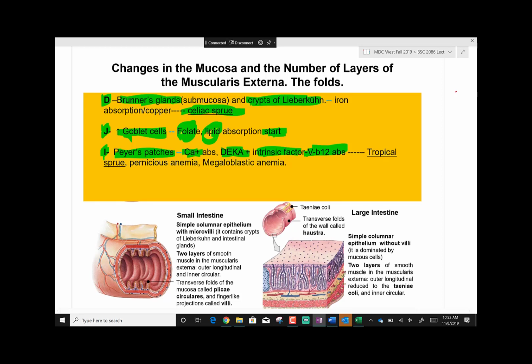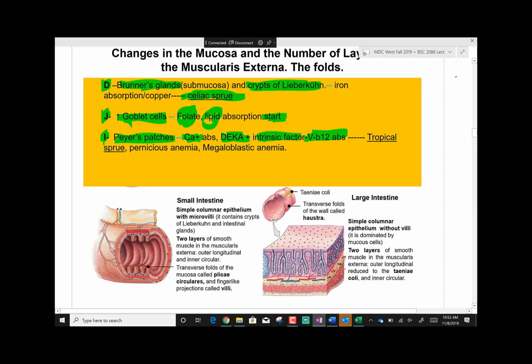So the next one is going to be tropical sprue. Tropical sprue is similar to celiac sprue. The difference is that this is caused by a bacterial infection.